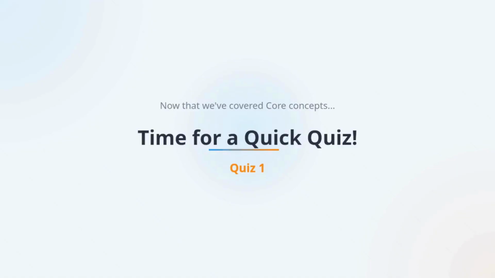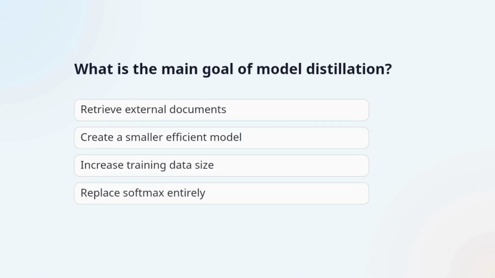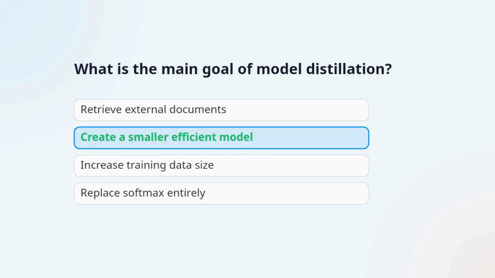Now that we've covered core concepts, let's test what we've learned so far. Here's quiz number 1. See if you can get it right. Question 1. What is the main goal of model distillation? The correct answer is create a smaller efficient model. Model distillation focuses on transferring knowledge from a large teacher model to a smaller student model for efficient deployment.